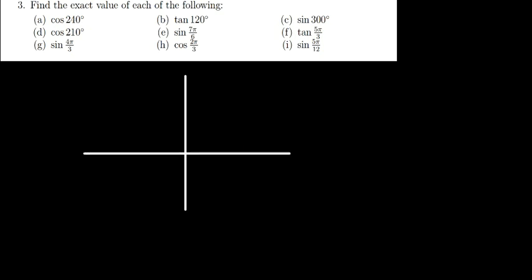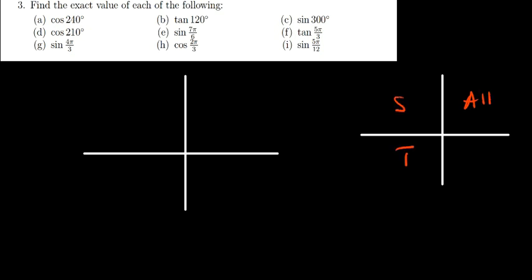Another thing that you have to take note of is you should know where cos is positive. So we say: All Students Take Chamber. Sine, cos, tan, they are all positive in the first quadrant. In the second quadrant, only sine is positive, the rest are negative. In the third quadrant, only tan is positive, the rest are negative. In the fourth quadrant, only cos is positive, the rest are negative.